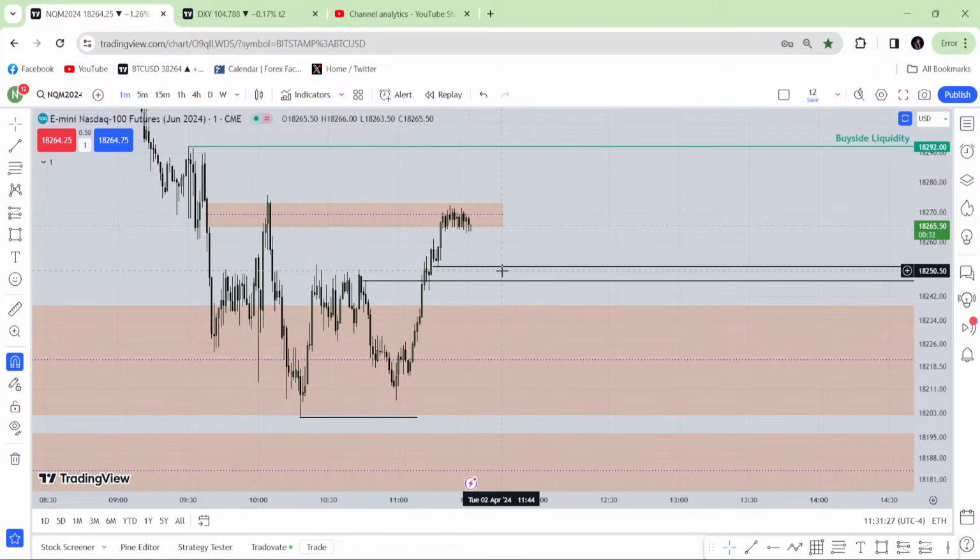If it fails to give a setup over here, and instead it comes back again to that entry fair value gap and gives me a setup, I'll be happy to take that on. But first it has to build a fair value gap from the 15-minute chart. It has to trade that fair value gap. That's all, brother.